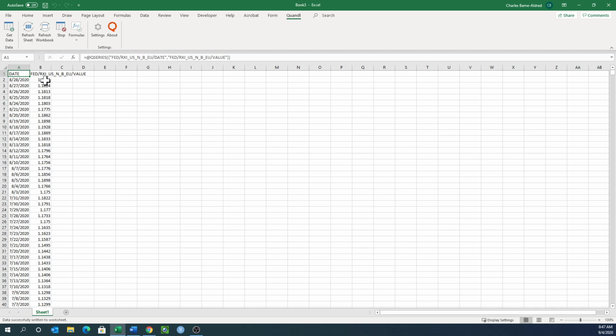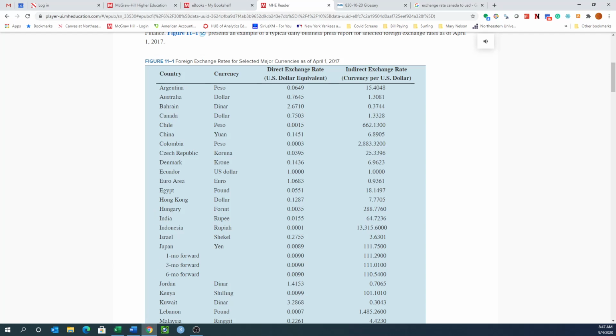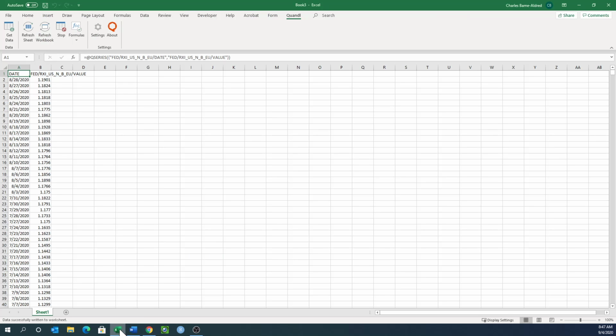Now, is this a direct rate or is this an indirect rate? Well, let's go back to our textbook here. We know the euro area back in April 1st, 2017, €1 was worth, we'd have to spend $1.0683 to get €1. By the way, this exchange is still the same ratio. You can see that €1 is worth, I would have to spend $1.1901 to get €1. And you can see that these rates change over time.